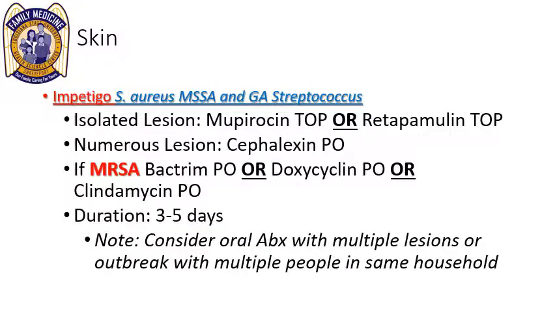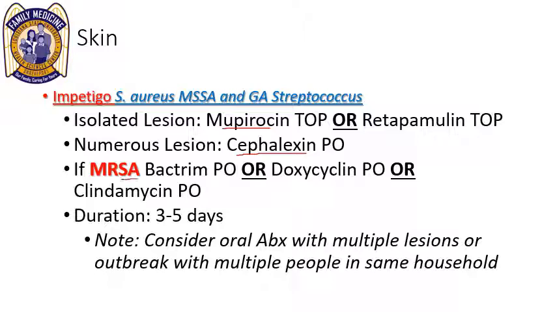Impetigo, we all heard this honey-crusted lesion. It does happen with people who have chronic skin lesions, like our methamphetamine users, our young children. Staph aureus, MSSA, and group A strep. If it's isolated, you can use mupirocin topical. If it's numerous, you're going to use Keflex, and you should probably use a mupirocin topical as well.